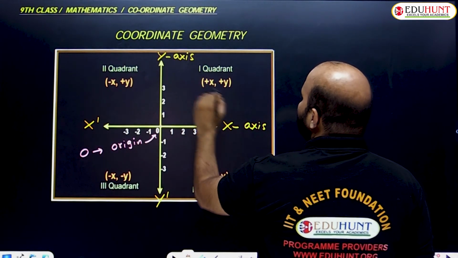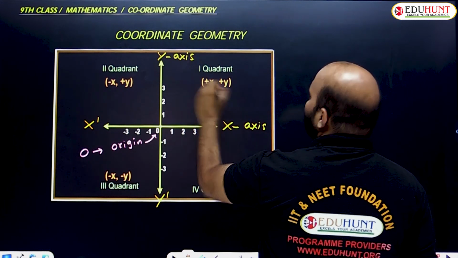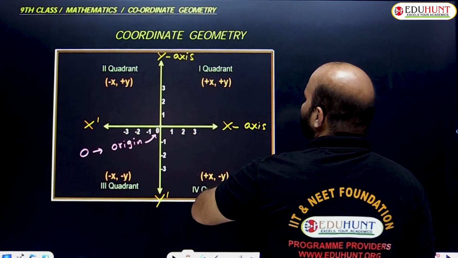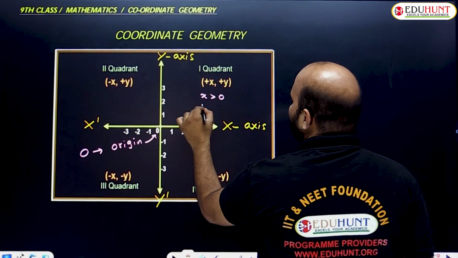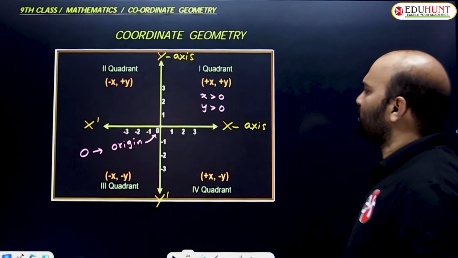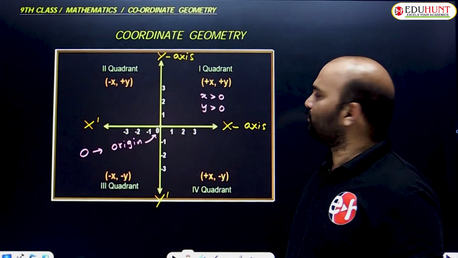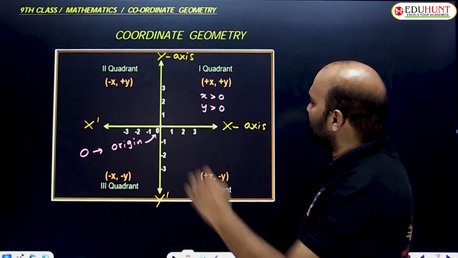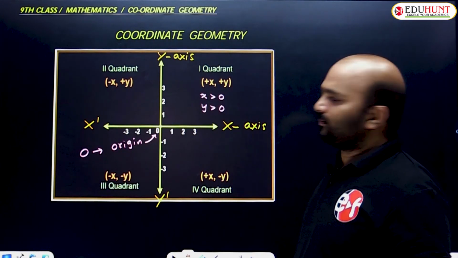So in quadrant 1, x and y are positive integers. We need to observe clearly: the x value is positive and the y value is positive. Both are positive, nothing but x greater than 0, y greater than 0. So the set of all positive x values and positive y values lies in quadrant 1.